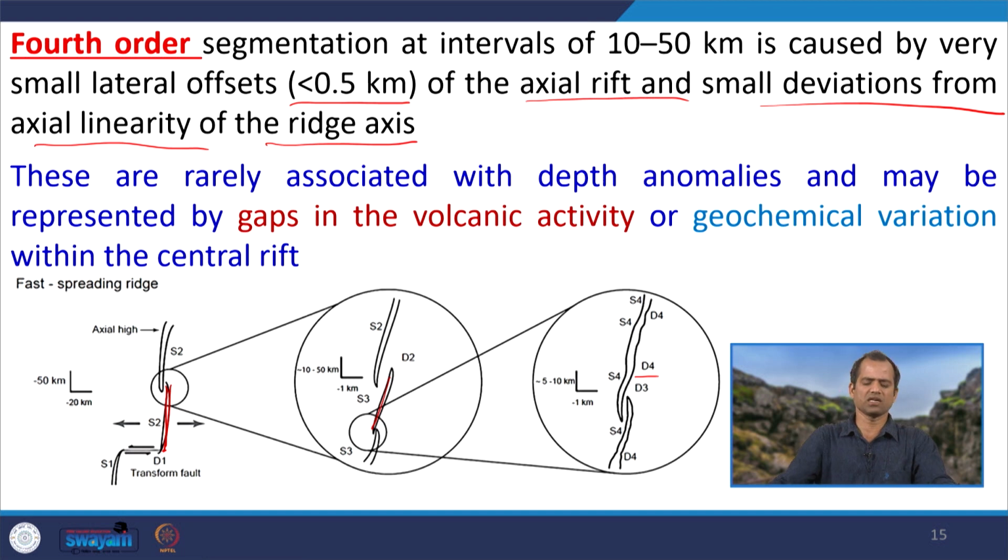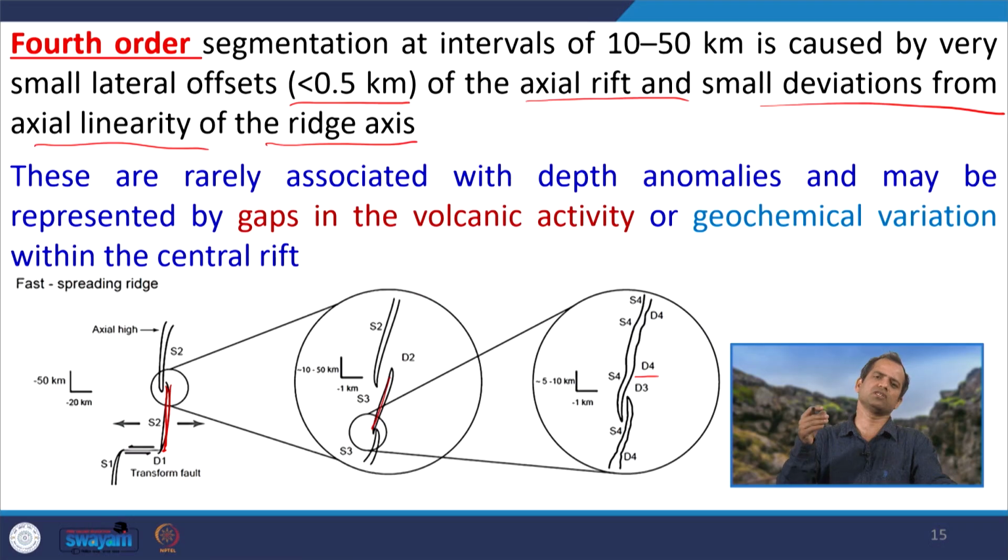So, these are rarely associated with depth anomalies and may be represented by gaps in the volcanic activity or the geochemical variation within the central rift. If you remember our earlier class, we talked about magmatic compositional variation, and these volcanoes are associated along this mid-oceanic ridge system. So, the fourth order discontinuities are not real discontinuities, but you can say this is the deviation or the separation of these volcanoes.